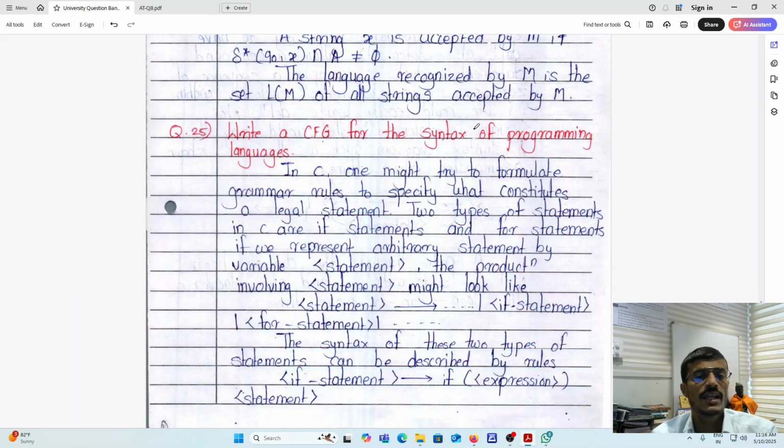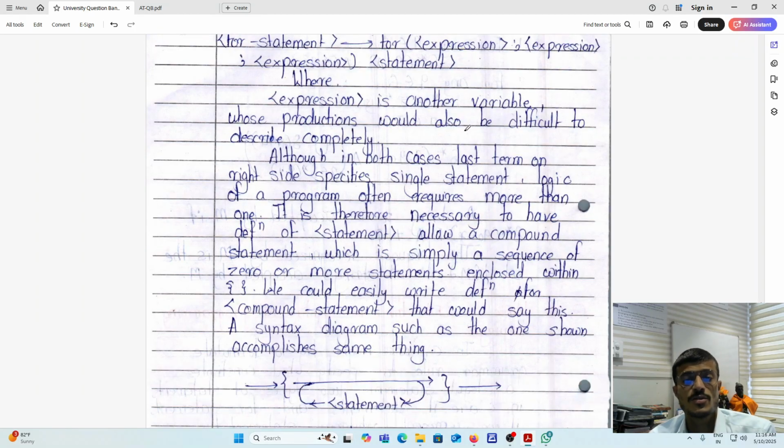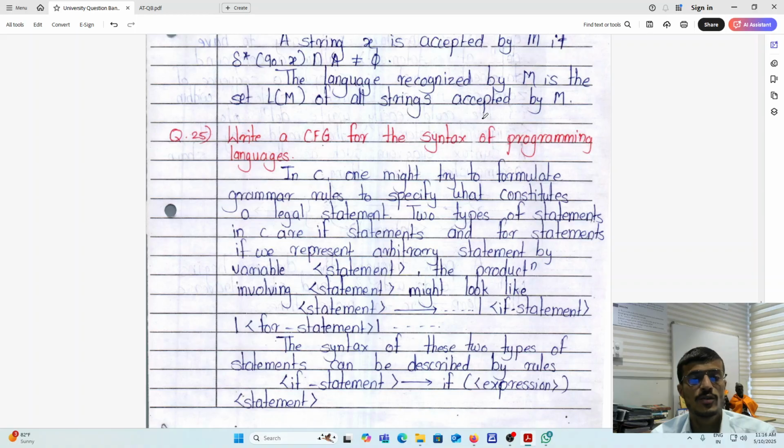Then the next one: write a CFG for the syntax of a programming language. For a CFG for the syntax of a programming language, you can see here, in C, one might try to formulate grammar rules by specifying what constitutes a legal statement. Two types of statement in C are if statements and for statements.